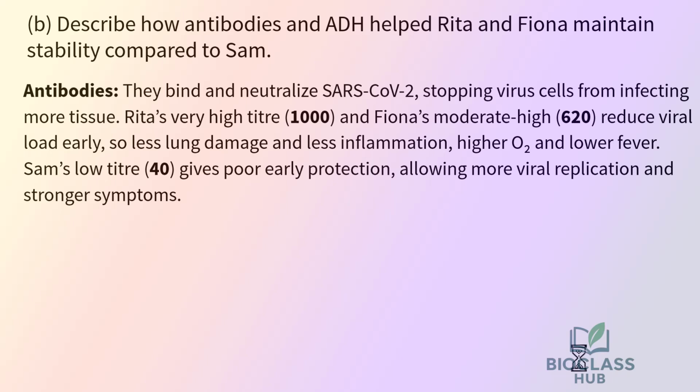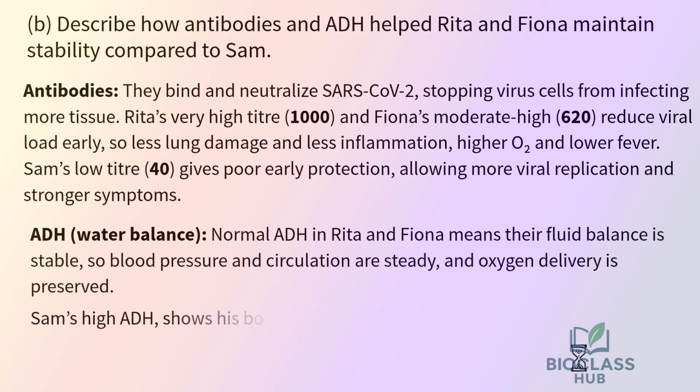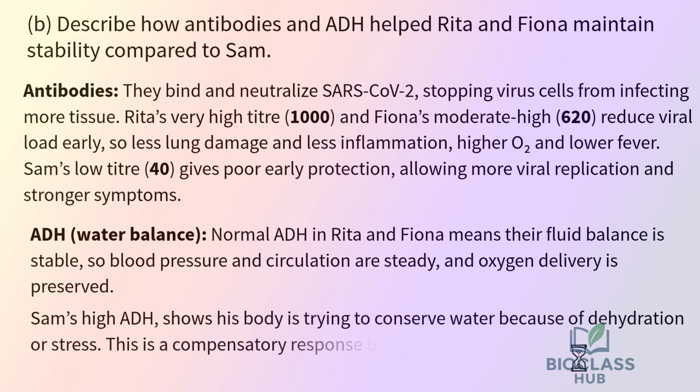ADH, water balance. Normal ADH in Rita and Fiona means their fluid balance is stable, so blood pressure and circulation are steady and oxygen delivery is preserved. Sam's high ADH shows his body is trying to conserve water because of dehydration or stress. This is a compensatory response, but also a sign of instability that requires correction.